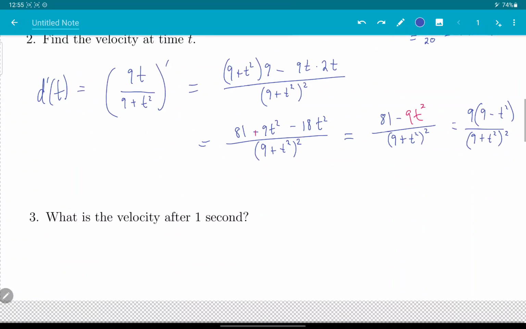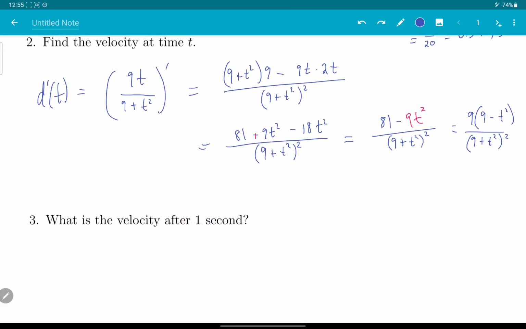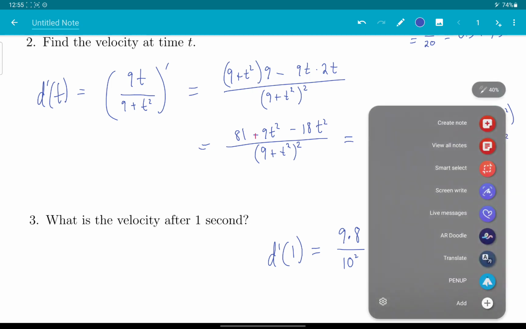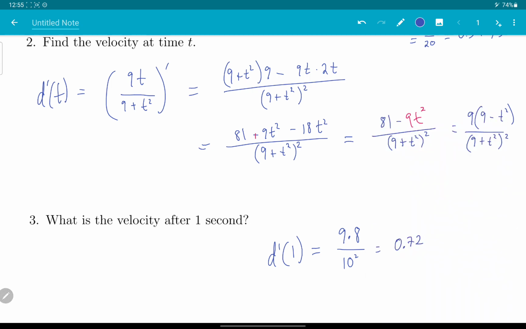Next, what's the velocity after 1 second? So this will be d prime with 1 plugged in. So I use this function, nicely factored. I get 9 times 8 over 10 squared. That looks like 0.72 feet per second. Easy peasy.